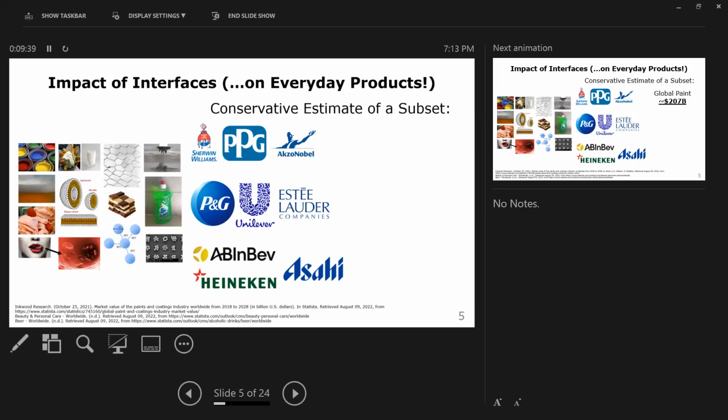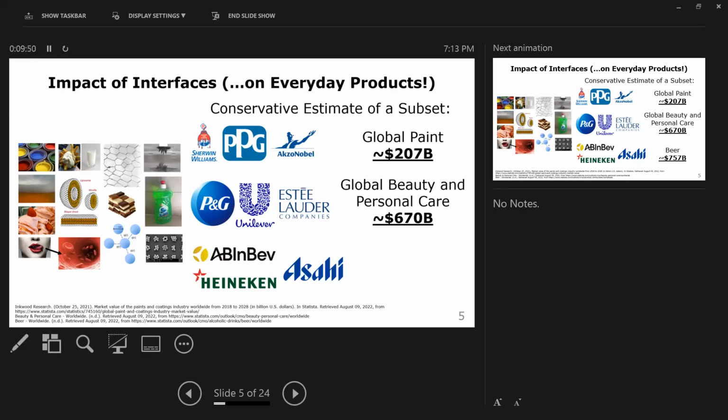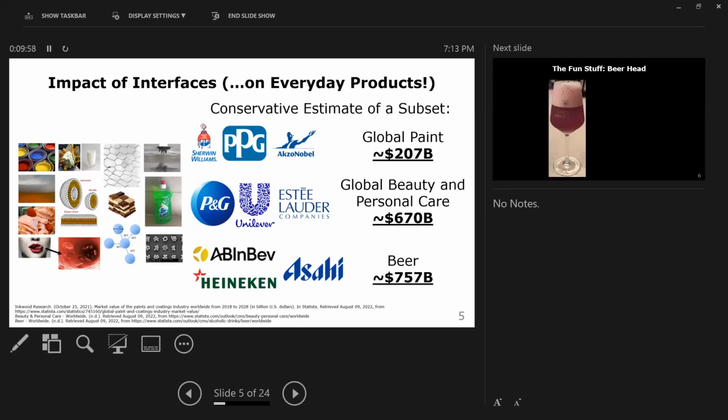Gazillions? Not that high, so about 200 billion. So the global coatings market is about 200 billion. Consumer products, about 670 billion. And beer, I would think lower. Everybody guessed lower. We drink a lot. It's $757 billion just beer.